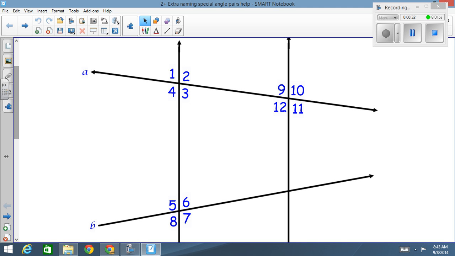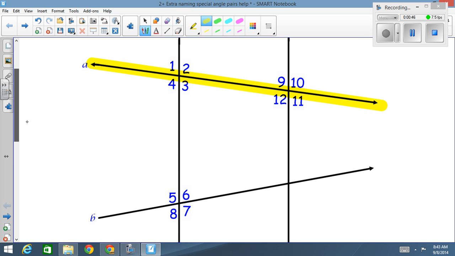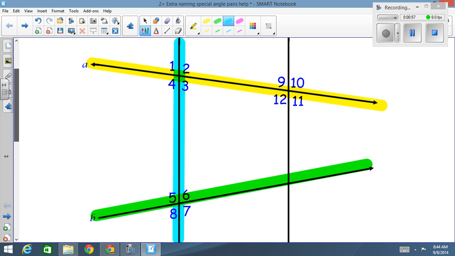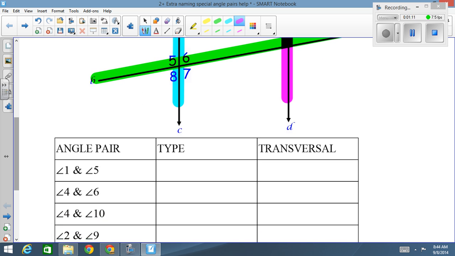Really, you can look at all four of these lines as transversals, because line A, the way it stands, cuts through lines C and D. Line B cuts through C and D as well, so both of those are transversals. And if you look at line C, it cuts through A and B, and line D cuts through both A and B as well. So all four of these are considered transversals, okay? So we know that's going to create some pairs. So let's look at some examples here.